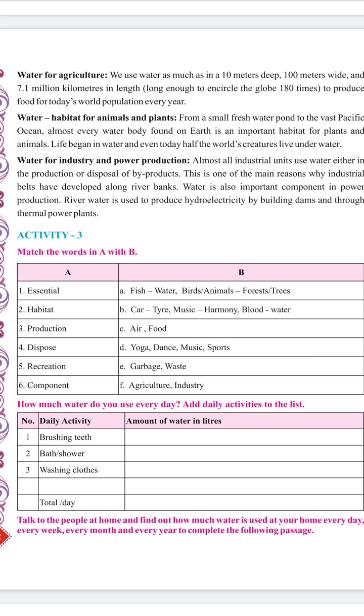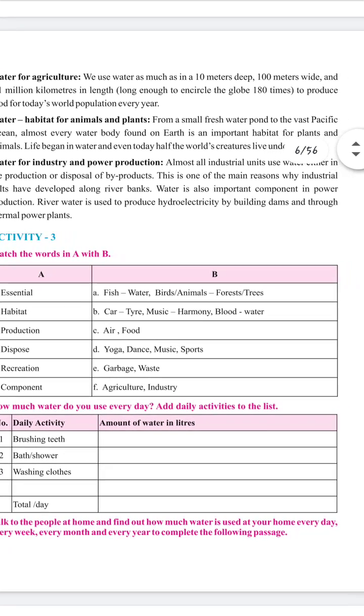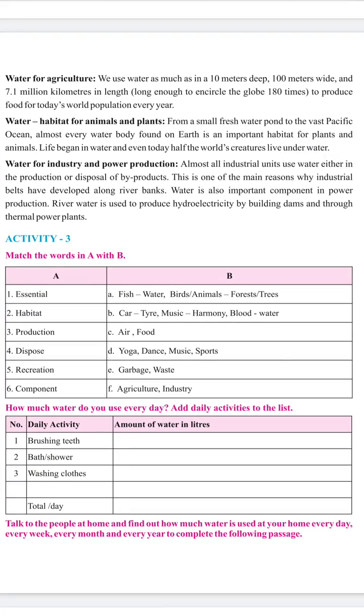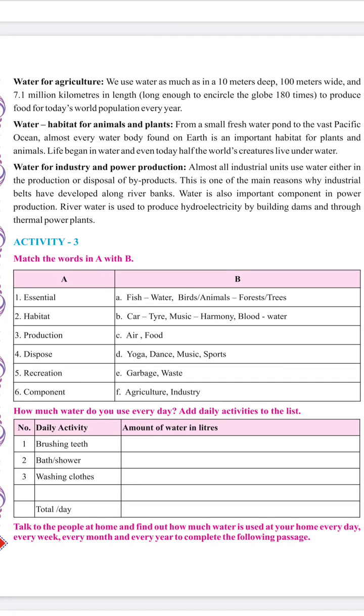So finally we have one heading that says talk to the people at home and find out how much water is used at your home every day, also every week, every month and every year, to complete the following passages. So don't go for the whole year or whole month, just keep an eye on the daily uses. Like for brushing teeth, I use nearly 1 liter of water. For bathing, nearly 5 liters of water, 5 or 6 liters, maybe more than that also. For washing clothes, nearly 10 liters of water, and so on. The numbers can be different. We have not calculated these waters, we are just guessing it.